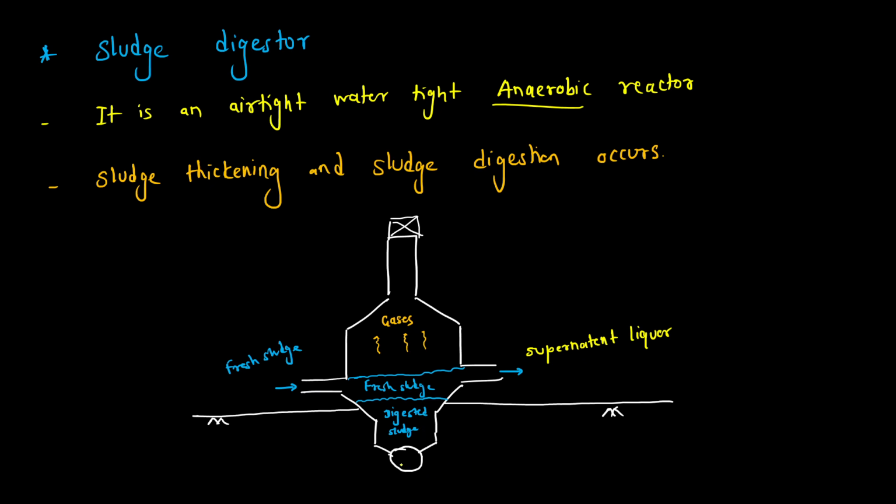So here there is a drain. From this drain also the supernatant liquor is produced. As you can see, in this portion there is a digestion of sludge, that is the anaerobic reactor. In this part there is anaerobic reaction.